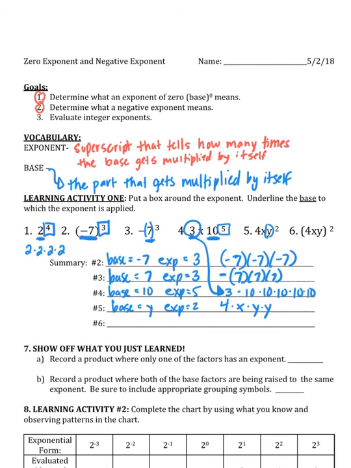That looks a lot like number 6, but the difference here is that the entire base is what's in the parentheses. So 4xy is the base. Your exponent is still 2, but the entire base gets written out times itself, which is a little bit different than the one we just did.